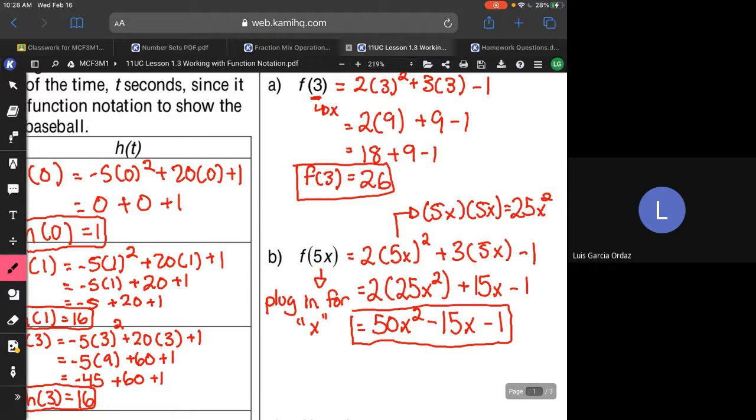Yes, Olivia? Oh, whoops. Should be plus. My bad. Plus. Yep. So basically we would just simplify it. Can't simplify. Not simplify it. What was it called? Expand it. Yeah. Yep.